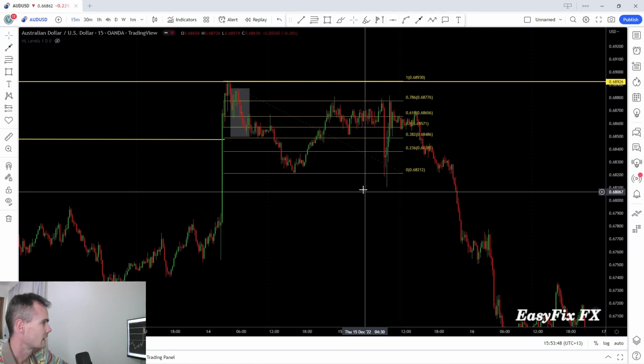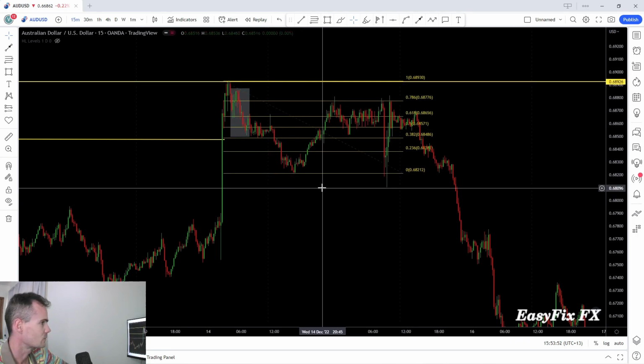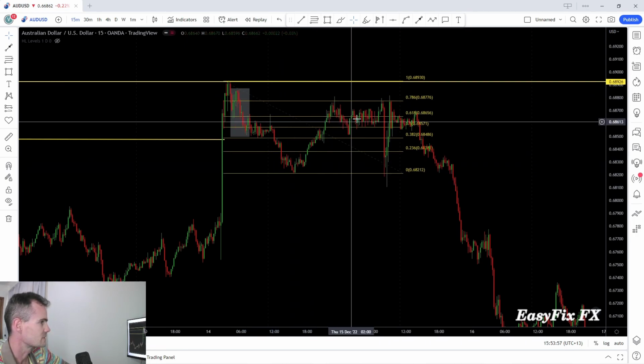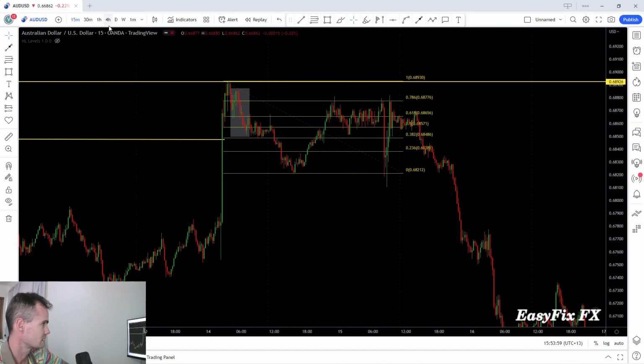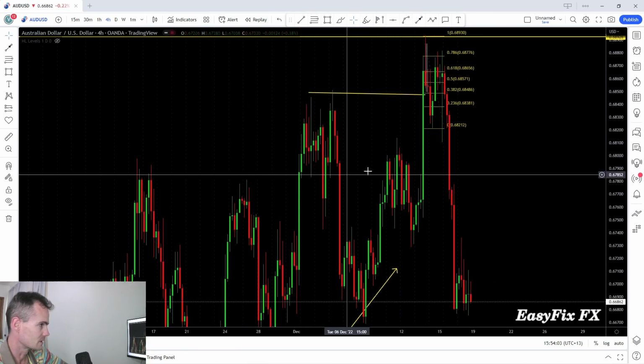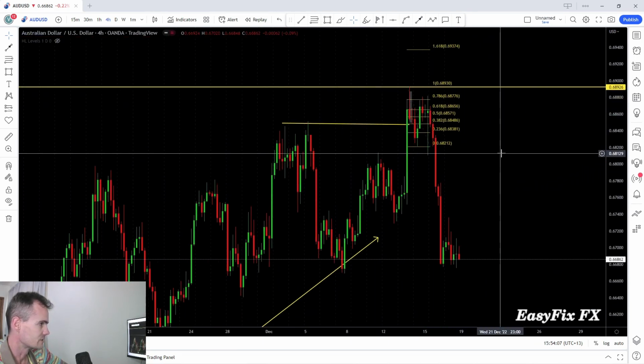So after you see that rejection candle, you want to wait for a few 4 hour candles to play out. You want to wait for a retracement back towards the inside of that 4 hour candle. So you want to wait till the actual market retraces back.